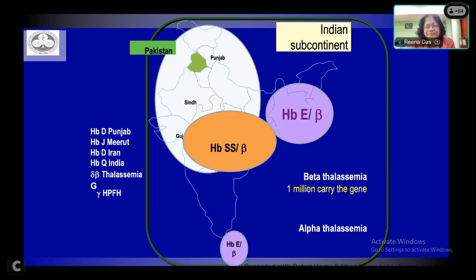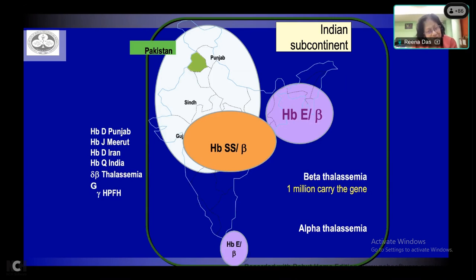deletional. Now, if we look at the abnormal hemoglobins in India, majority all over India, you get beta thalassemia. But hemoglobin E beta thalassemias are more commonly seen in the East. We also have a belt of sickle cell disorders. When you get either homozygous sickle or sickle with beta thalassemia, it's mainly towards central India.